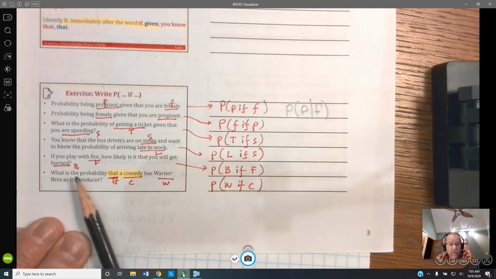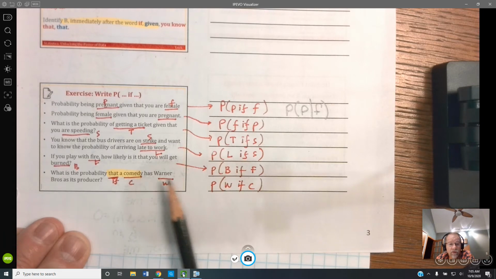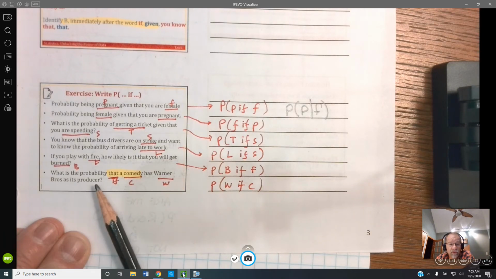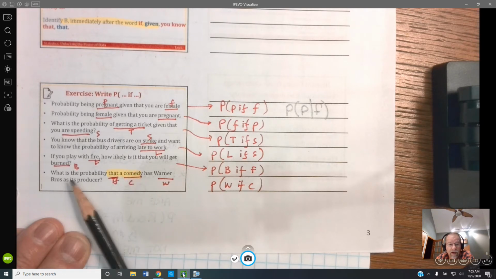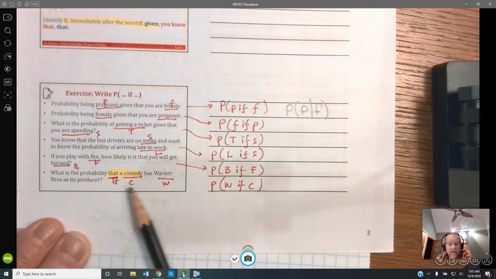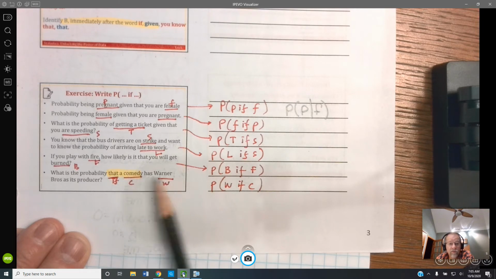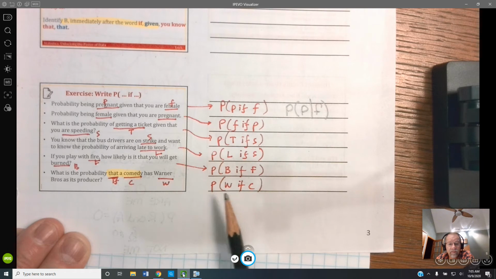So what is the probability that a comedy has Warner Brothers as its producer? Okay, so first of all, what's the probability? And now it interjects this word, that a comedy. This is the if part. So it's telling you you have to be a comedy in order for Warner Brothers to be a producer. What is the probability of Warner Brothers if it's known to be a comedy?